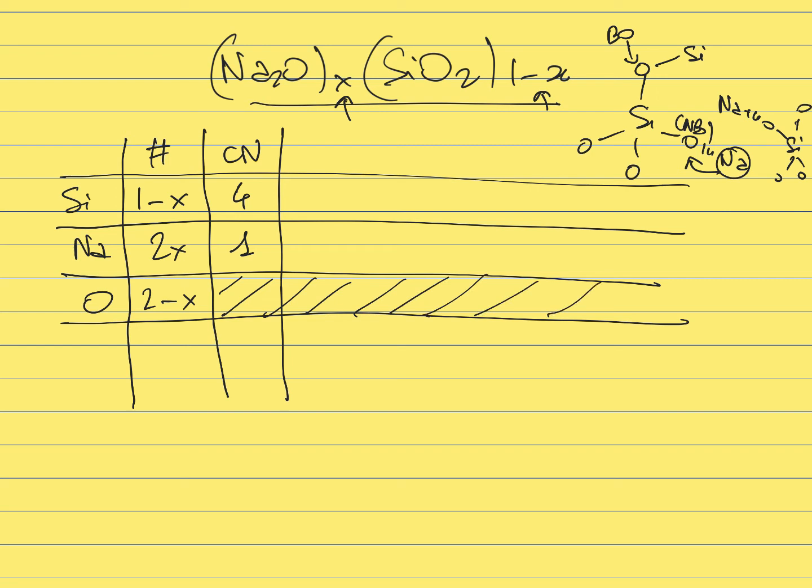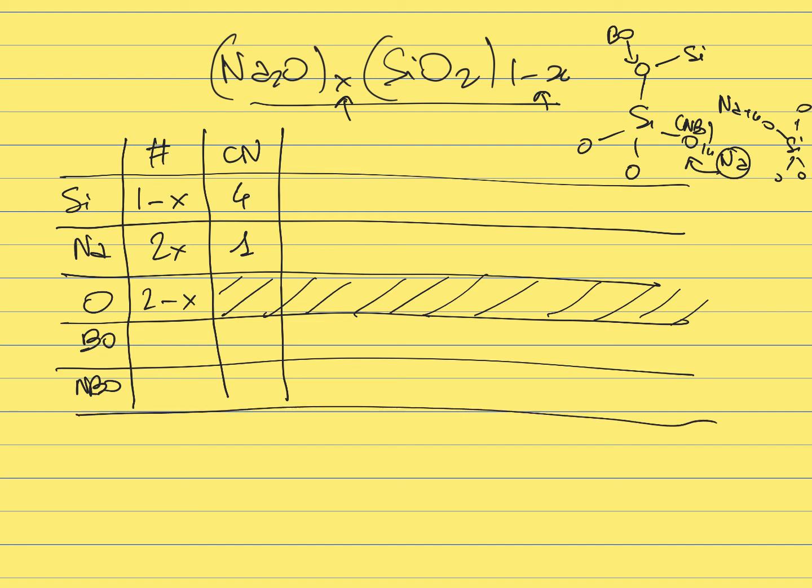So again, it's going to be convenient, rather than considering all the oxygen together, to separate them into bridging and non-bridging oxygen, because those two types of oxygen will differ. They will not behave in the same way. So the first step is to look at how many of those you have. Here the idea is that each sodium will create one NBO. So the number of NBO is equal to the number of sodium. So you have 2x sodium, which means that you have 2x NBO.